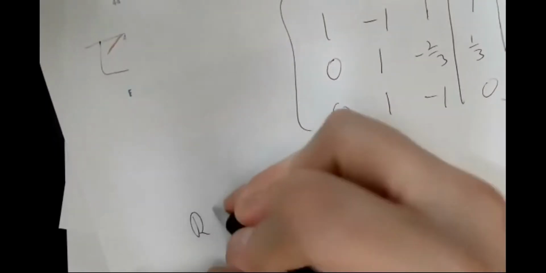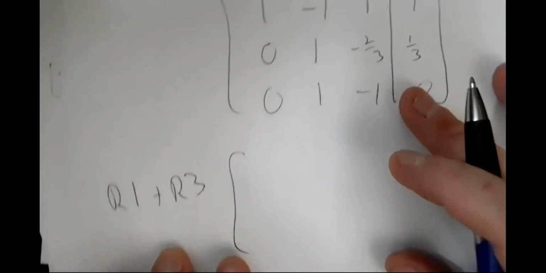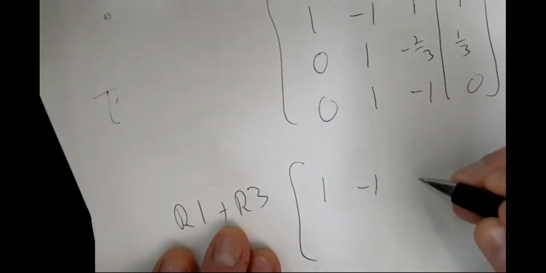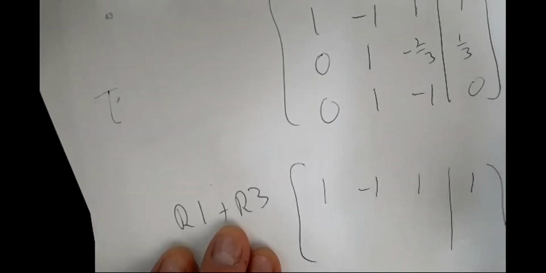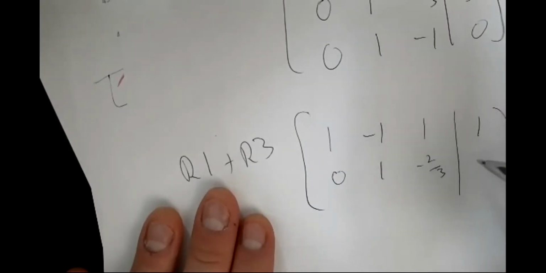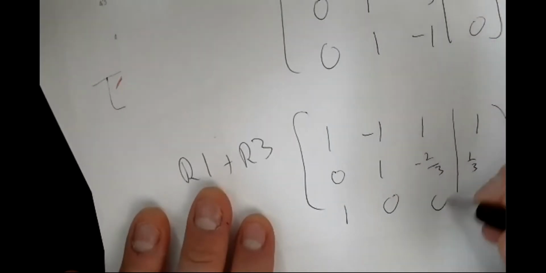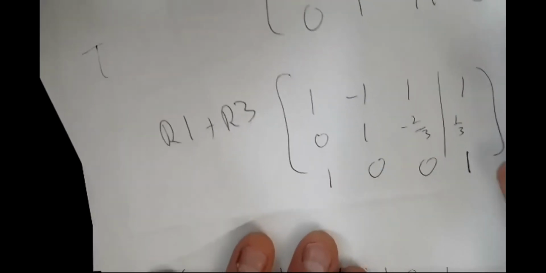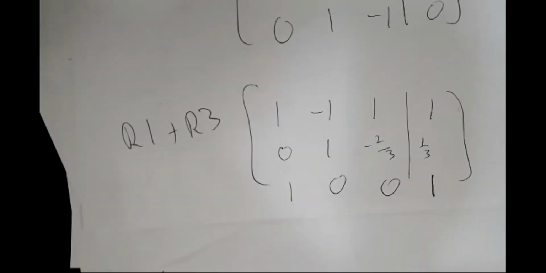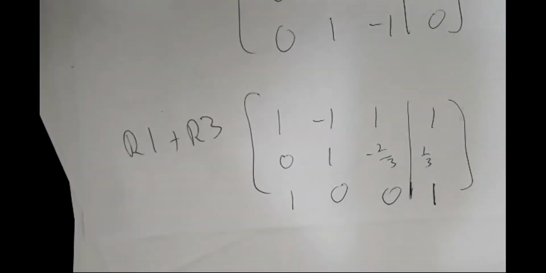But I think it might actually work for this problem. Let's see it. Because that's going to make that 0, that's going to make that 0, and that's going to make that, what, 1? So I think that would actually work faster for this. But then it's not in row echelon form, so it depends how you want to go about this, right?